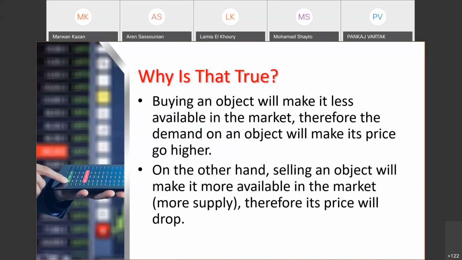So whenever you buy an object, it will make it less available in the market. So all else equal, demand will make its price go higher. And on the other hand, whenever a lot of people are throwing away the same thing, so they're selling it, the supply is going to be much higher, so its price is going to drop.